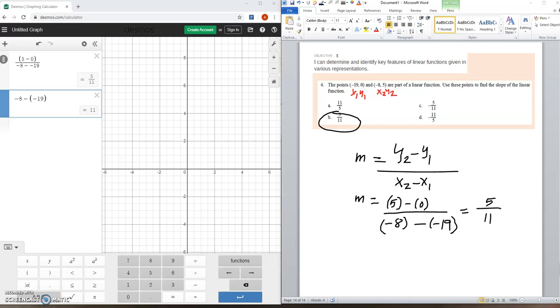Okay guys, so that is it for our key features of linear functions, and I hope you have learned a lot today.